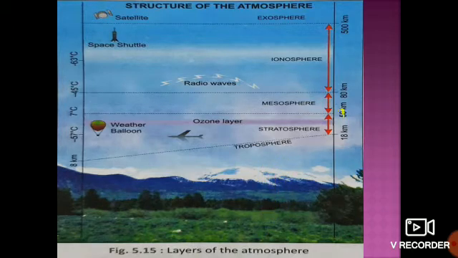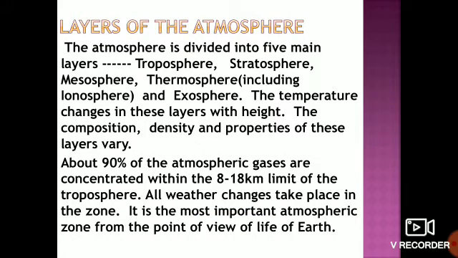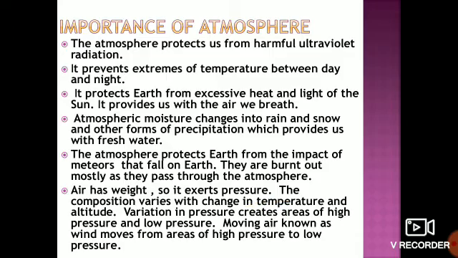Then 18 to 50 kilometers is your stratosphere, where your aeroplanes go. Then 50 to 80 kilometers is your mesosphere. 80 to 500 kilometers is your ionosphere, where your space shuttle goes. Then the exosphere is above 500 kilometers, where your satellites are present. So these are the layers of the atmosphere. The troposphere is very important. It is essential for life on the earth, and it is concentrated within 8 to 18 kilometers.